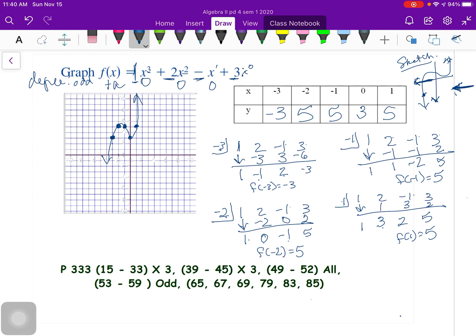Now you go ahead and try to graph some and do their end behaviors.